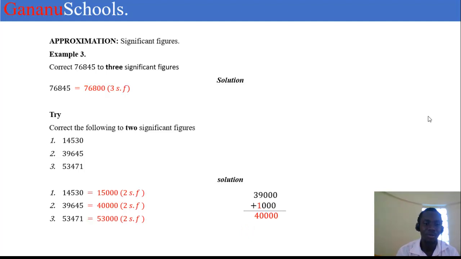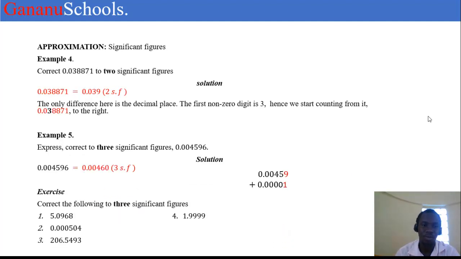Let's look at the next example. Example 4. Correct 0.038871 to two significant figures. Solution. This will give us 0.039 to two significant figures. The only difference here is the decimal place. The first non-zero digit is 3. Hence, we start counting from 3 to the right. Don't forget these 0.0 that we have here, they're just placeholders, not significant figures.